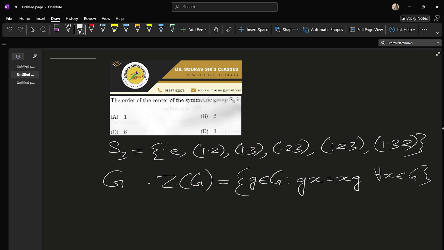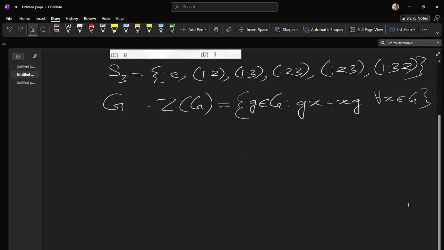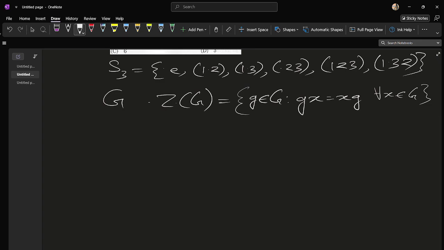Okay. So again, now we are going to find Z(S3). We can easily see that the identity is an element of it. Why? This is an element of it because the identity is the element which commutes with every other element of the group.